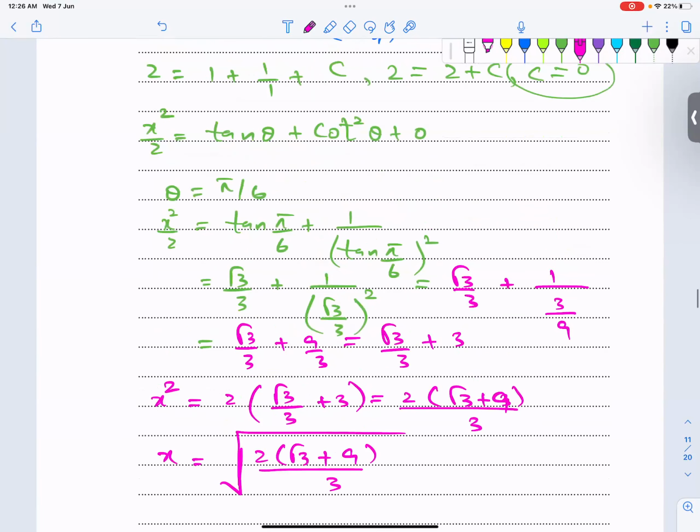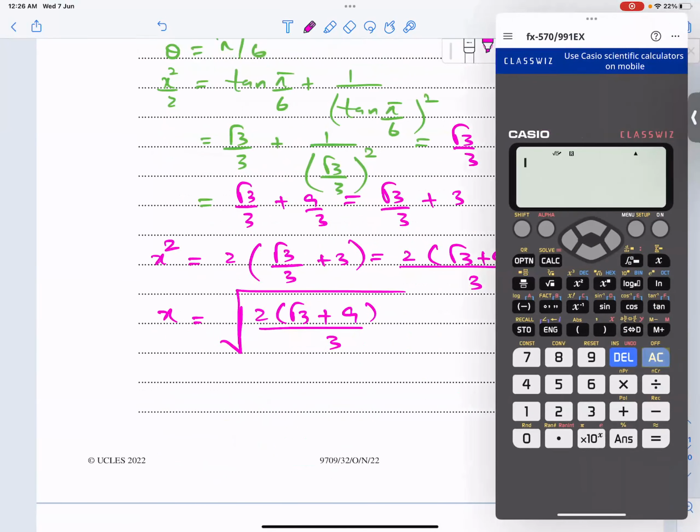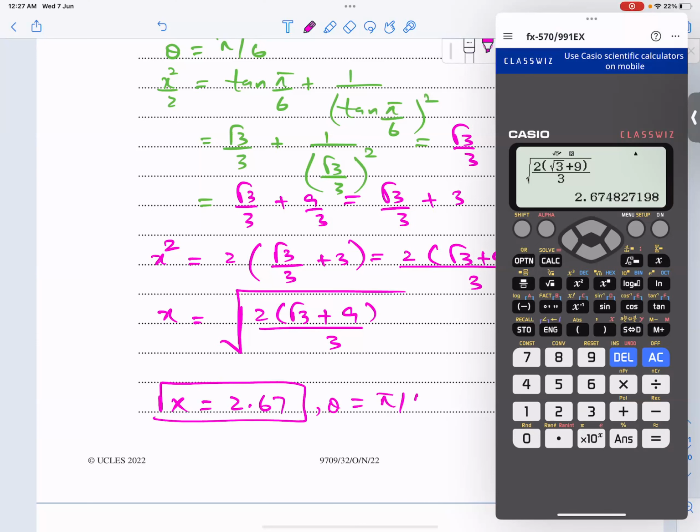So now the square root of square root 3 plus 9. If you find any mistake in this paper, you can tell me in the comments. And then the answer is x is equal to 2.67. This is the value of x when theta is equal to pi by 6. Okay.